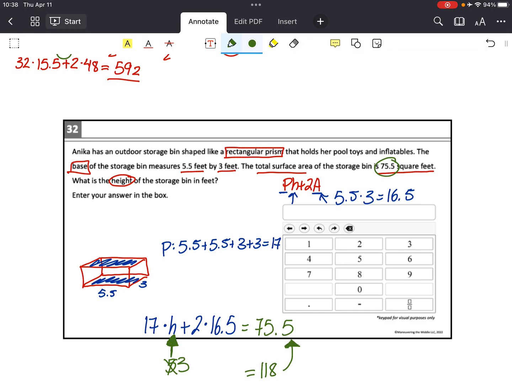Eventually, you're going to figure out that the answer to get to 75.5 is a height of 2.5 feet. So therefore, 2.5 would be your answer because it gives you the calculation of 75.5 as a final answer. Therefore, 2.5 would be your height and your final answer for this question.